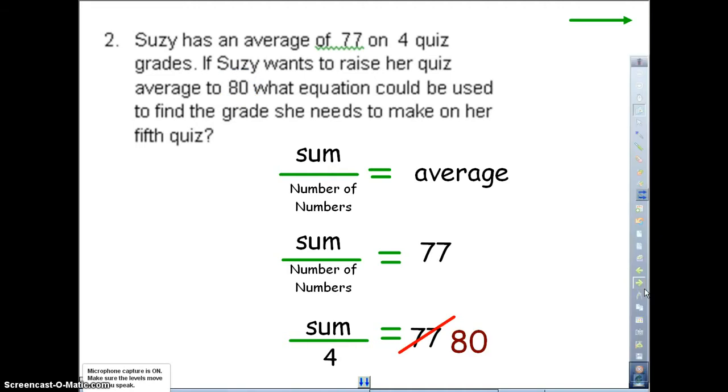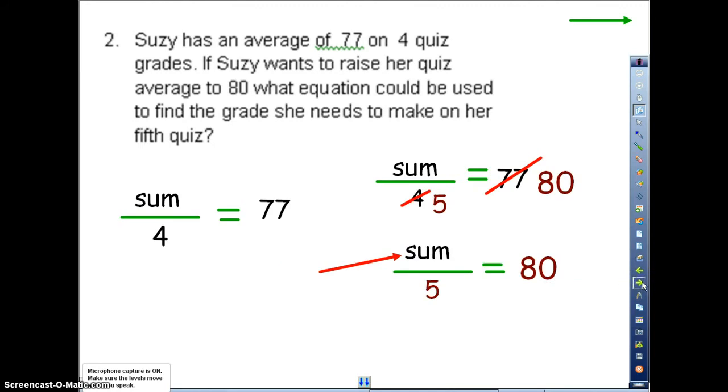Okay? Now that 80 is the average not for 4 quizzes, but for what? For 5 quizzes. So we're going to change that number to what? Yep, we're going to change that to a 5. And now I'm going to rewrite this whole thing so it's nice and pretty. Here's where we started. Here's what we've got right now. The sum divided by 5 equals 80. I changed this number. I changed this number.